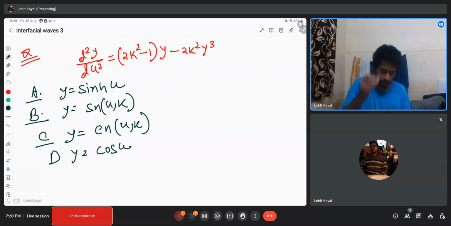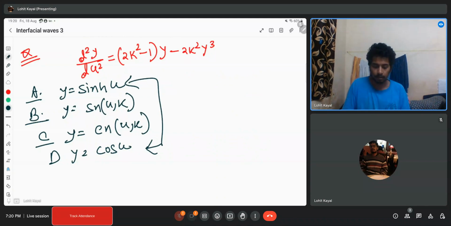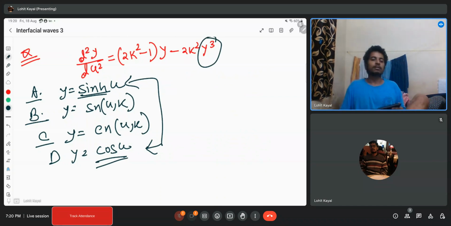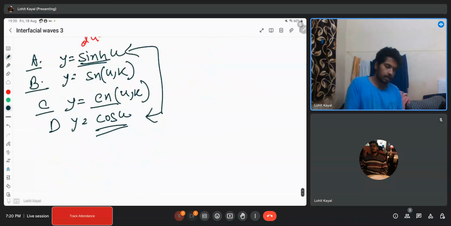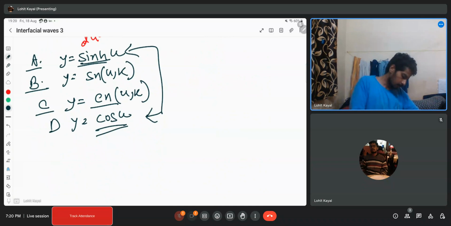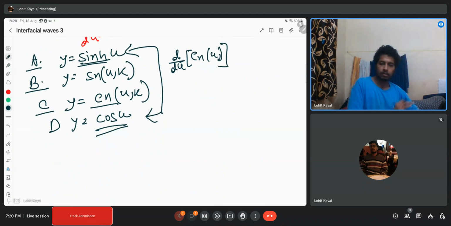Obviously, you can see very easily that these two are not solutions, because this is a linear solution, this is a linear solution, but there is y cube. So these two are not solutions for this differential equation. Now let's start with cn(u, k). Now what is the identity? d/du of cn u. I am not using k.